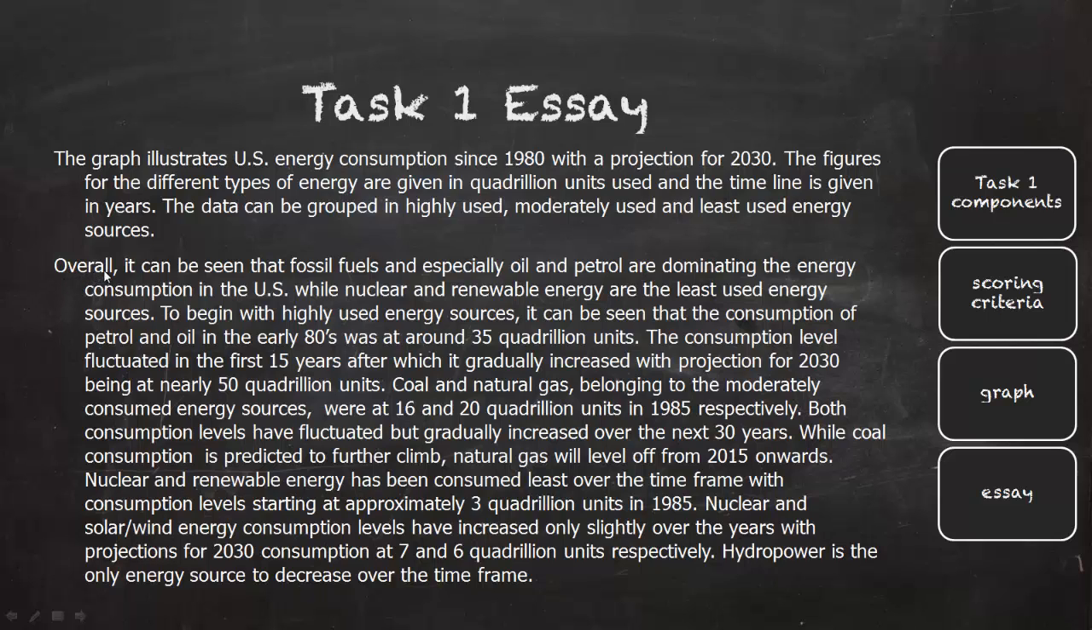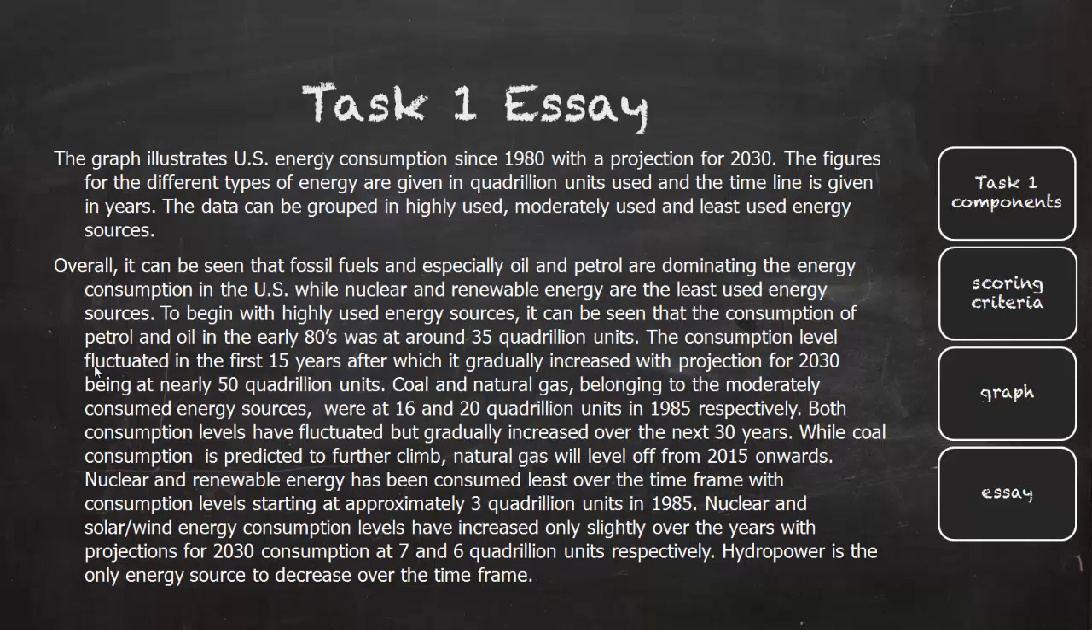I used "overall" here. You could use "all in all," or "in brief," or "as an overview," but I chose to use "overall." Okay, so it says: Overall, it can be seen that fossil fuels, and especially oil and petrol, are dominating the energy consumption in the US, while nuclear and renewable energy are the least used energy sources. So this is my overview.